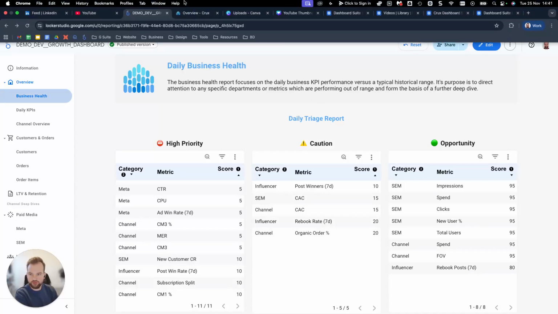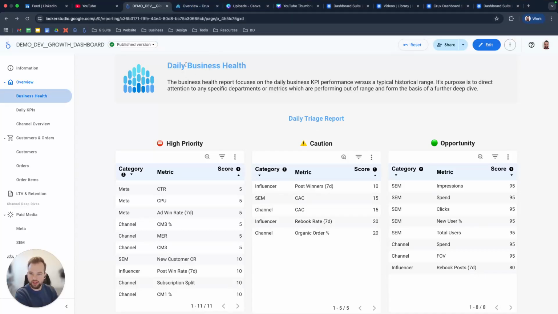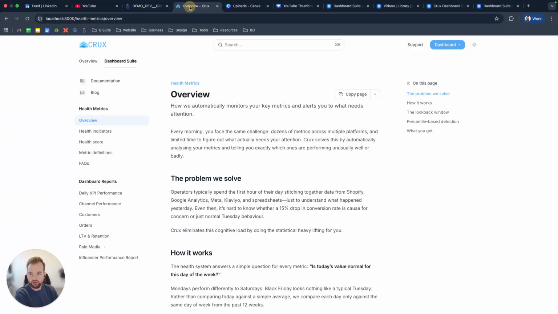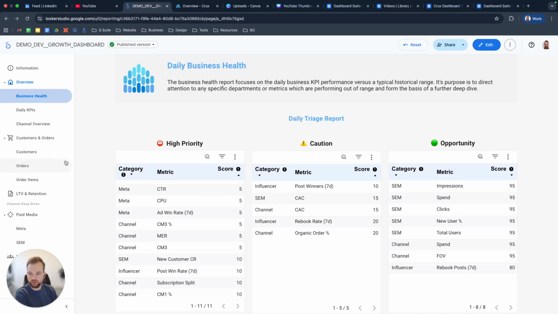So I wanted to explain a little bit about our health indicators. It's one of the core features of the Crux offering. It's available across the majority of our dashboards and reports. And ultimately, it's there to help you triage and prioritize your time accordingly.